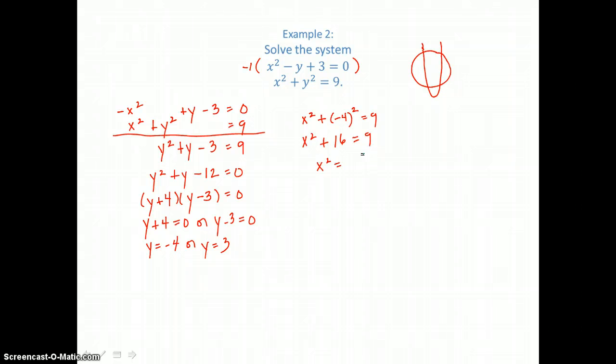When we subtract 16 from both sides, we get negative 7 on the right. Now when I try to solve for x by taking the square root of both sides, I can't take the square root of a negative in our real number system, so this equation has no solution.